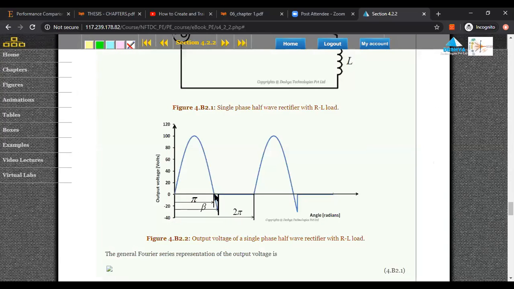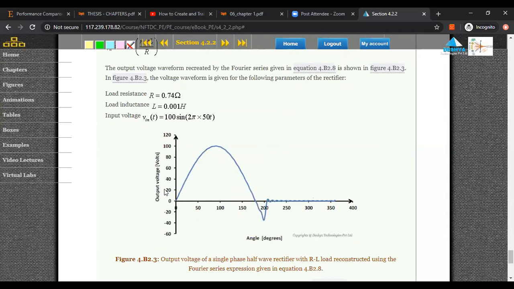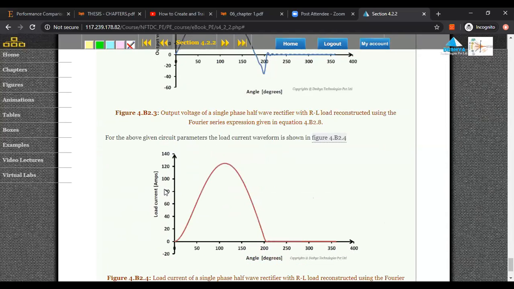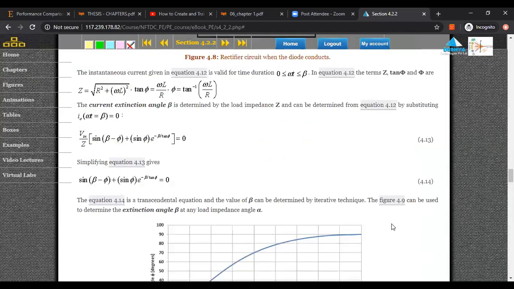If you see, this is the voltage. Similarly, we have the current. I don't know where the waveform is. Yeah, similarly we have the current waveform. Just a second, that was an example. Let me go back.